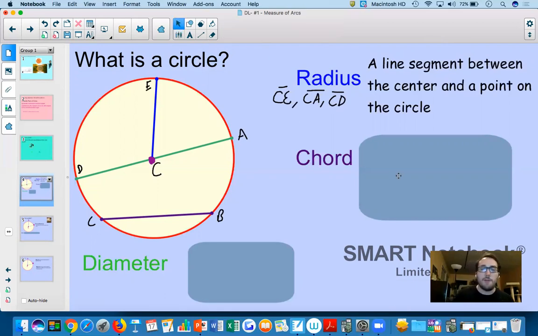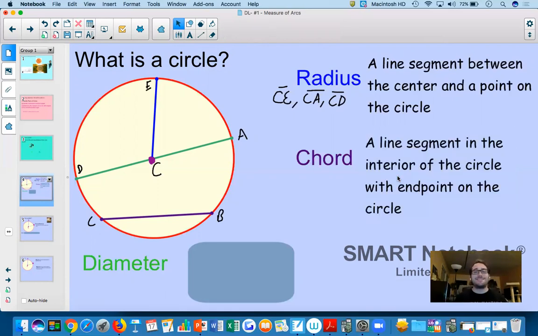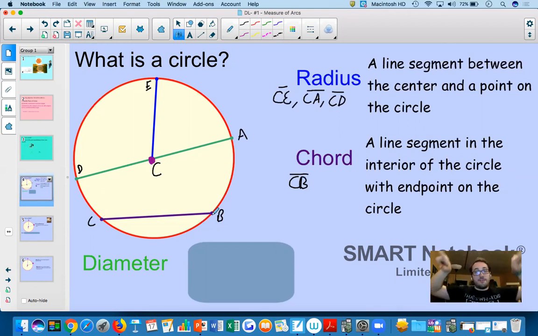The next thing is a chord. Now, this is actually probably one of the words that you might have forgotten. A chord is a line segment in the interior of the circle with the endpoints on the circle. So let's see. This line CB is considered a chord because it's a line segment and the endpoints are on the circle. And what we mean by on the circle is it's on that red curve.